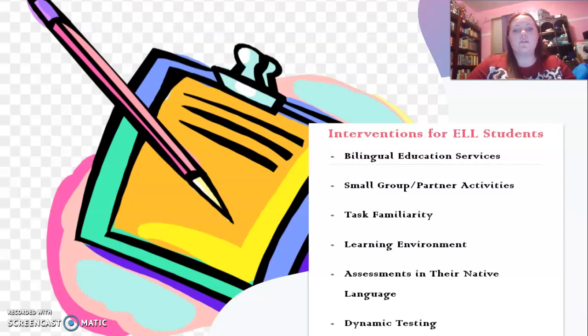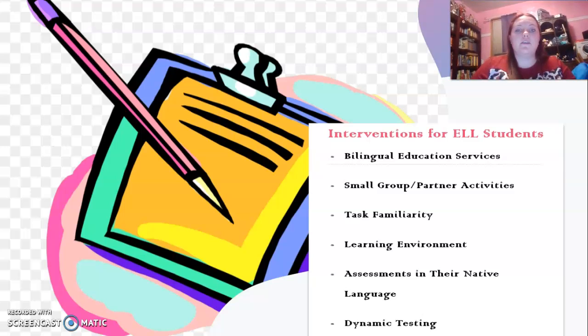So, next, let's talk about interventions for English learners. One of the interventions that could be used is using bilingual education services. So this could be involved with providing ELL aides, ESL teachers, and just any people that would be able to speak their language or help them out a little bit. So any resources involved, ESL, any type of resources that the districts have for ESL could definitely benefit students.